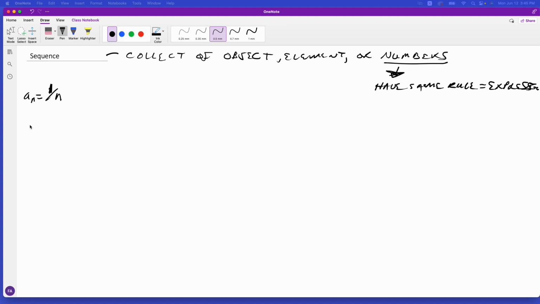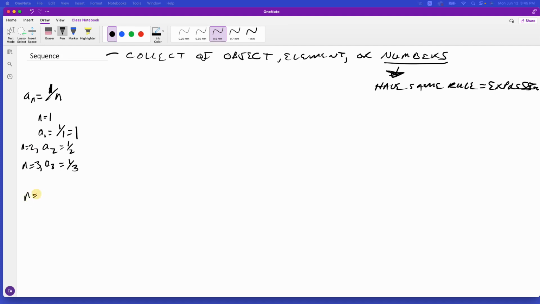Now, how does this work? For this particular sequence, we can build the sequence. We'd say n equals 1, which just simply means plug in 1. So a sub 1 would be equal to 1 over 1, which is 1, right? Then we can say, well, n equals 2, which means we're dealing with a sub 2. So we have 1 over 2. N equal to 3, which means that a sub 3 is equal to 1 over 3, right? And we just keep on going.